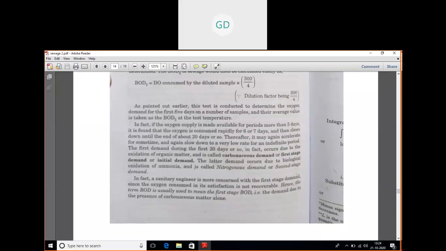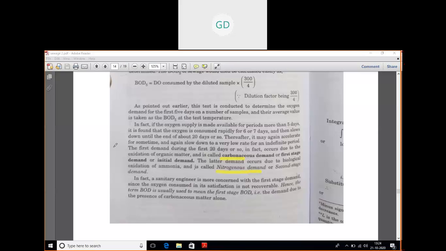So now you have to know two terms, that is carbonaceous demand and nitrogenous demand. What do these two mean? If in the sample the oxygen supply is made available for 5 days, or more than 5 days, then it is found that the oxygen is consumed very rapidly for the first 6 or 7 days.